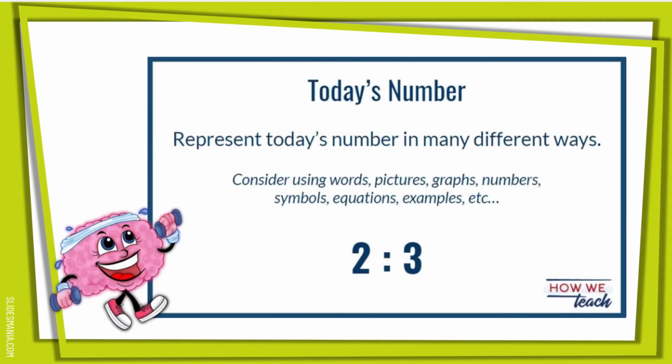So the first thing that we want to do is warm up our brain a little bit with a brain teaser. This is today's number, and you want to represent today's number in as many possible ways as you can. So consider using some words, pictures, graphs, numbers, symbols, equations, examples, etc. Anything that you can think of. And there is no wrong answer to this. So just record as much as you can think of.